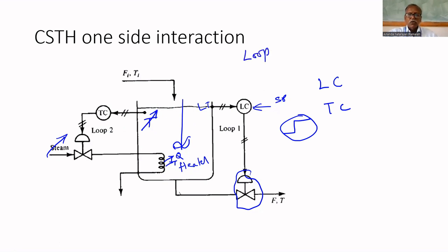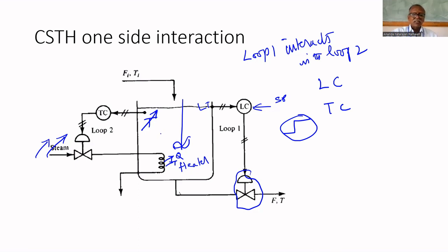But if you consider loop 2, suppose you give a set point change to the temperature. The steam flow rate will be increased, but it will not affect the level.